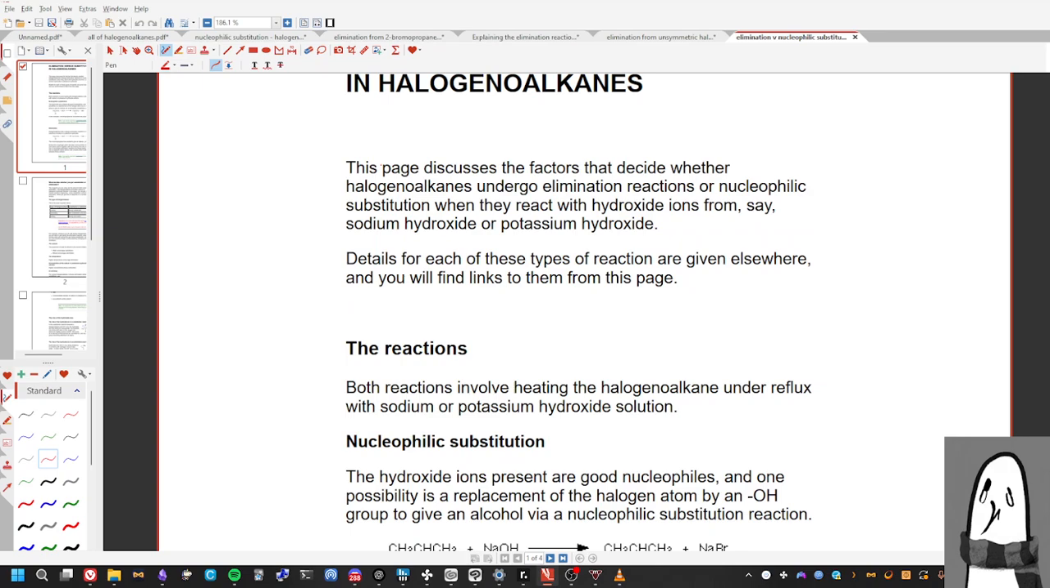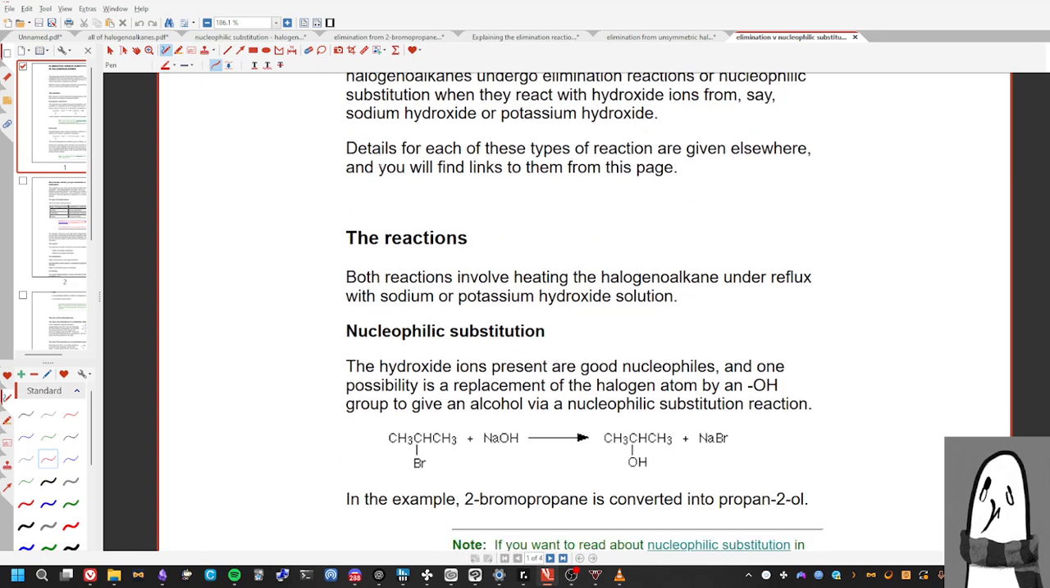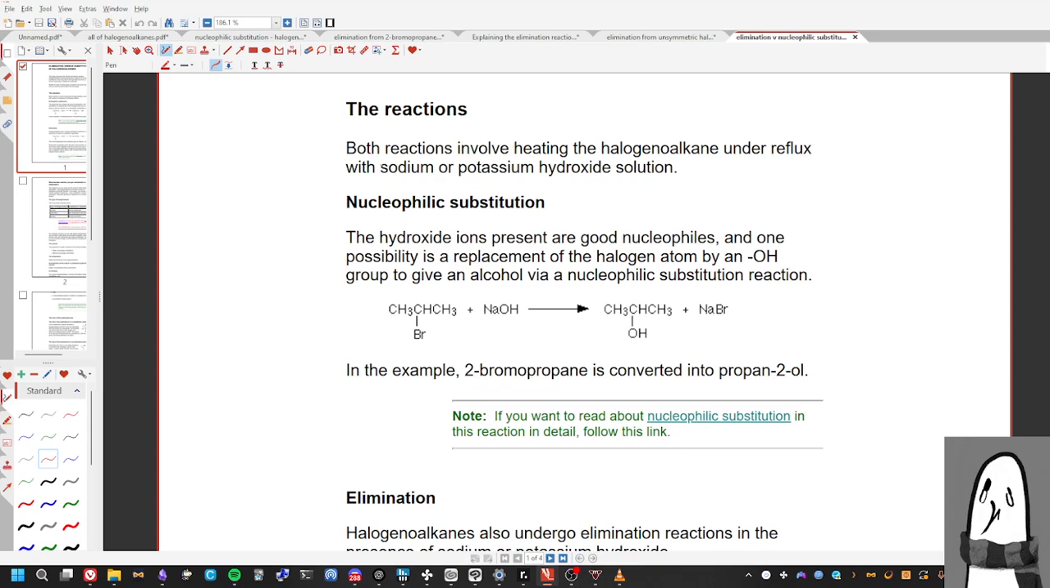All right. So the factors that decide whether halogenoalkanes will undergo elimination or nucleophilic substitution when they react with hydroxide ions from, say, sodium hydroxide or potassium hydroxide. Details are given elsewhere. Both reactions will follow under exactly the same conditions, as we know. It's under reflux with sodium or potassium hydroxide solution.